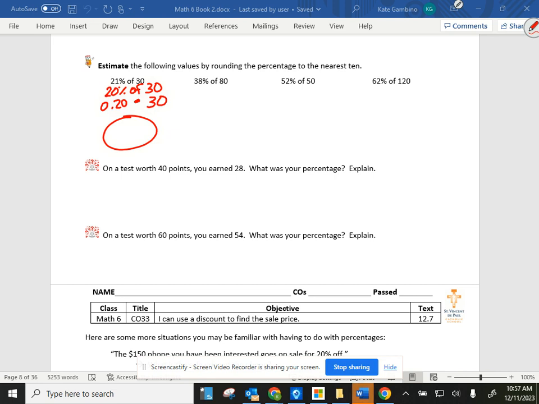38% would round to what percentage? Madeline? 40%. That 8 rounds us up to the 40. So you need to be practicing those rounding skills. Then you're going to do the bottom two, see if you can figure out how to solve those. Any questions on today's assignment?